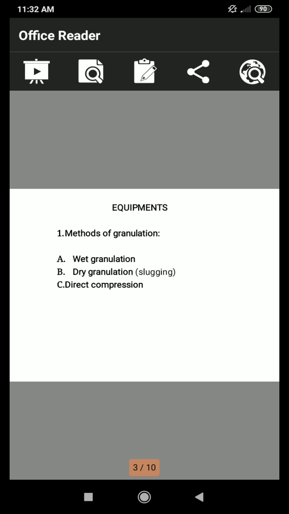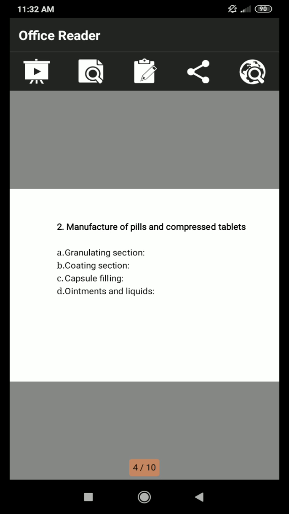Then in equipment, first is method of granulation, second manufacture of pills and compressed tablets, then bulk concentrate and commercial product of emulsion. In manufacture of pills and compressed tablets, first is the granulating section, second coating section, then capsule filling, and ointment and liquids. In granulation section: disintegrator, powder mixer, mass mixer, granulator and thermostatically controlled oven.